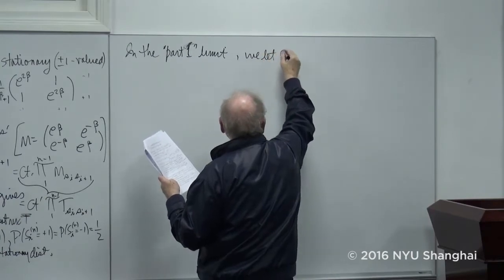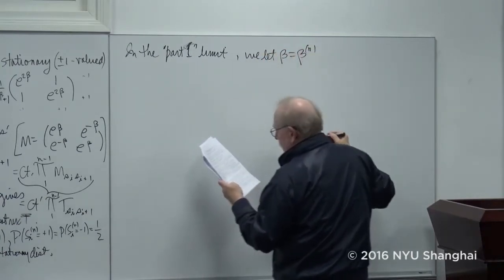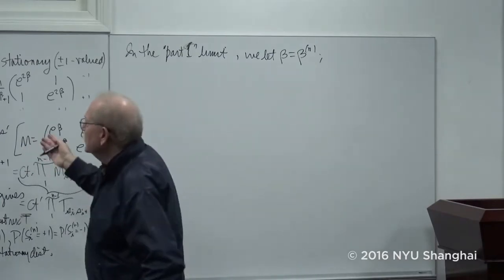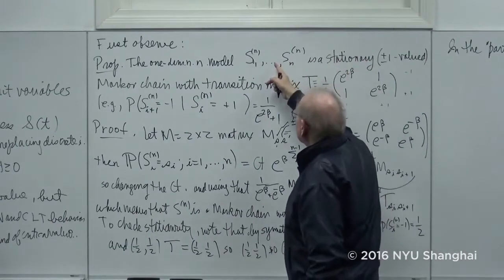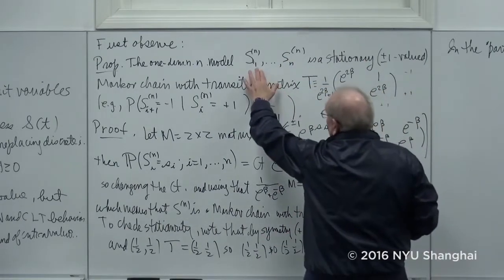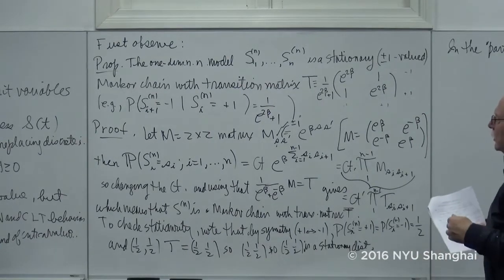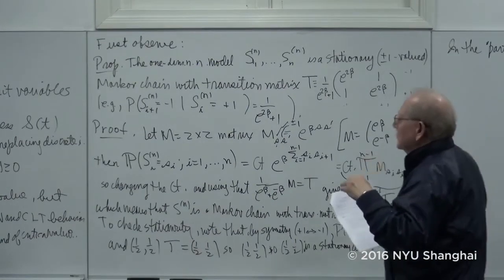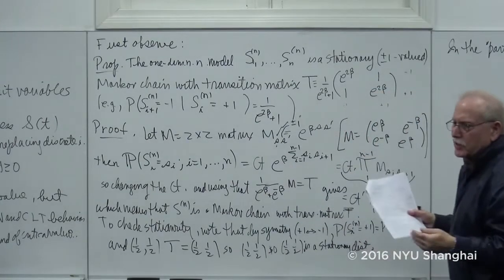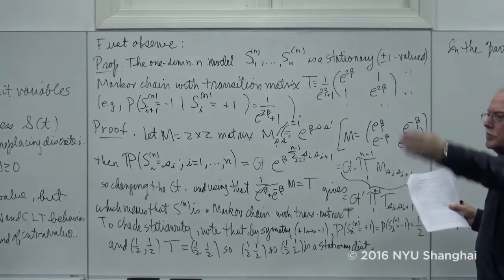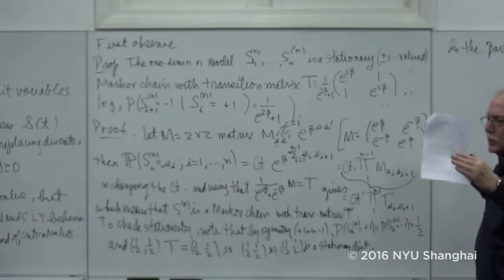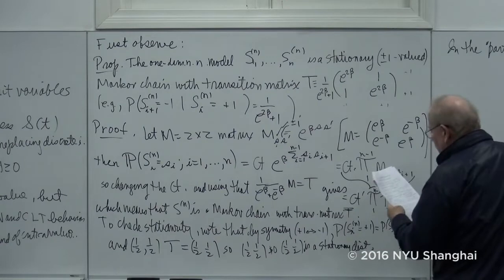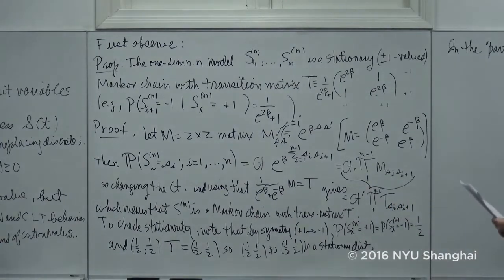We let beta now depend on n. For convenience, because this is a stationary Markov chain, we started at time 1 and went to time n. But since it's stationary, you could have started at time minus n and gone to time plus n, or started at time minus anything and gone to plus anything. In fact, because it's stationary, you could let the starting time go off to minus infinity, and you would have a stationary Markov chain indexed by all integers, positive or negative. That's not really necessary, but it's convenient, so I'll do that.